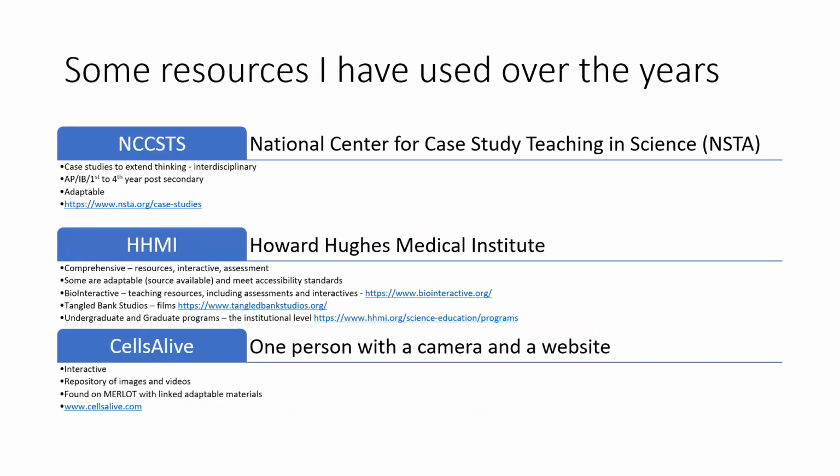Some other resources that I've used over the years, and some of them I come back to a lot. And there are three different kinds of sources. The first one I have listed here is the National Center for Case Study Teaching in Science. It used to be its own organization, but is now part of the National Science Teachers Association in the United States. There is a small fee for this one.